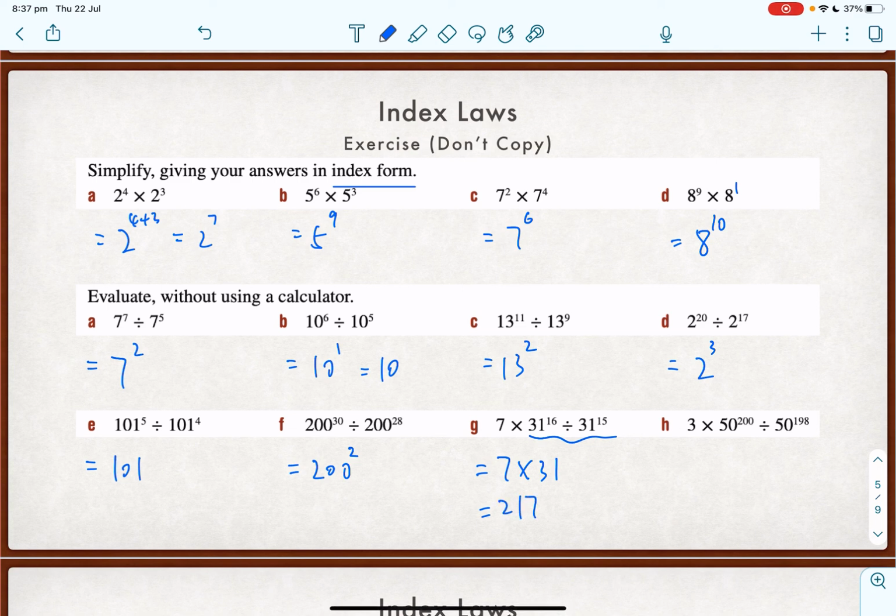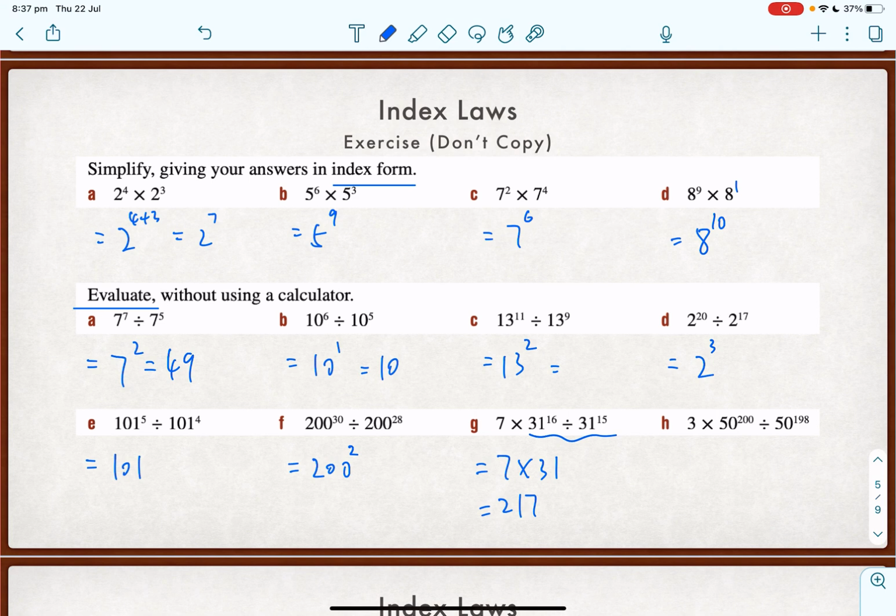Okay, whoa, actually it asks us to evaluate, which means it asks us to calculate, so we actually need to write the answer. So 49 here, 10, that would be 169, remember that. And that would be 8. 200 times 200 would be 4 zeros, don't forget, 40,000.